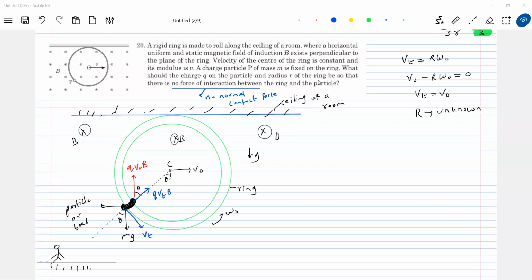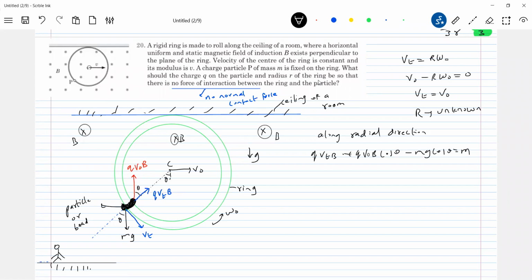Okay, first I'll go for the radial direction. If you understand the situation, the rest I think we can manage along the radial direction. QVTB plus QV0B cos theta minus mg cos theta equal to m omega naught square r.